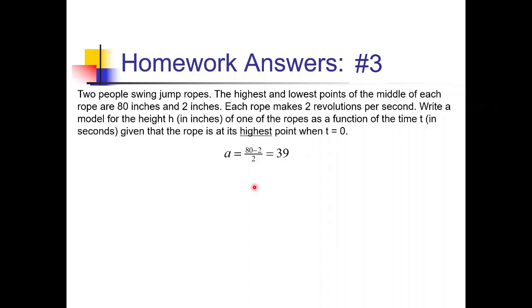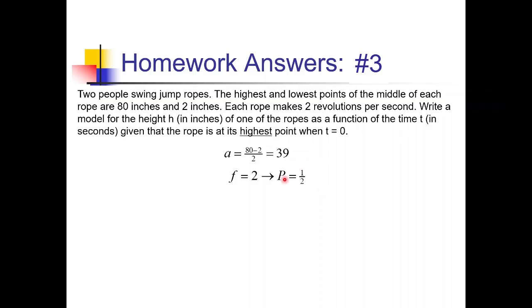And then for the B value, before I can get that, I need the period. And they didn't give me the period. They didn't tell me how long it takes the jump rope to do a full cycle. They gave me the frequency instead. They said it was 2 revolutions per second. So if I take the reciprocal of that, I figure out how long it takes to do 1 revolution. So if our frequency is 2, our period then is going to be 1 over 2.